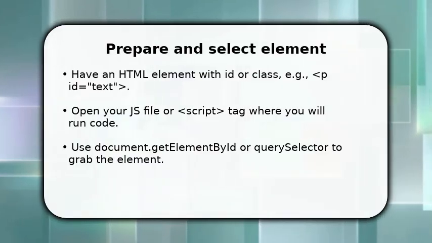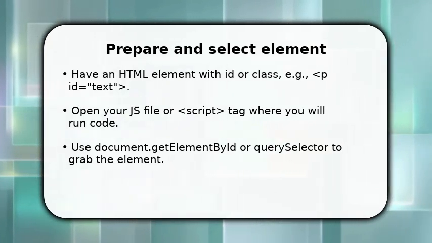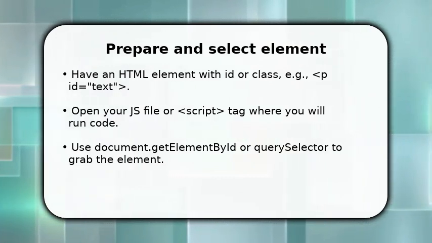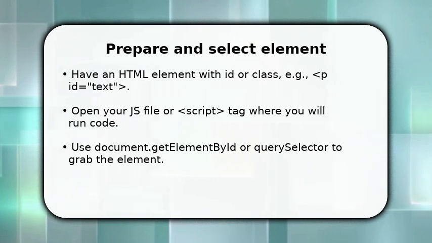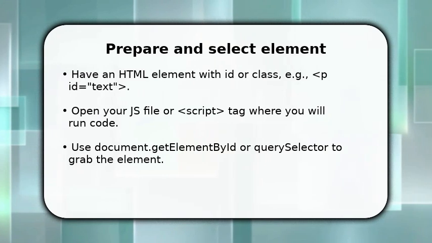You start by grabbing the element you want to recolor. Use document.getElementById('text') or document.querySelector('.class') so you have a live reference. Once you have that reference, you can change style properties directly. This avoids modifying HTML markup.